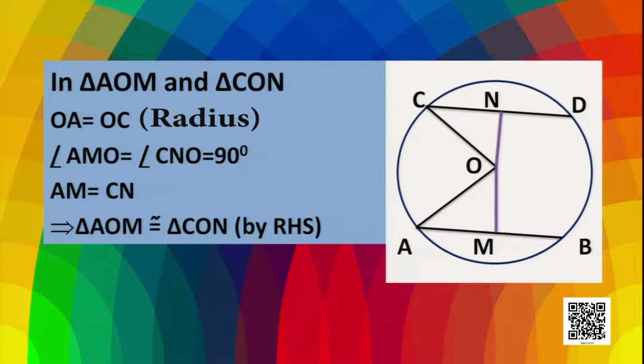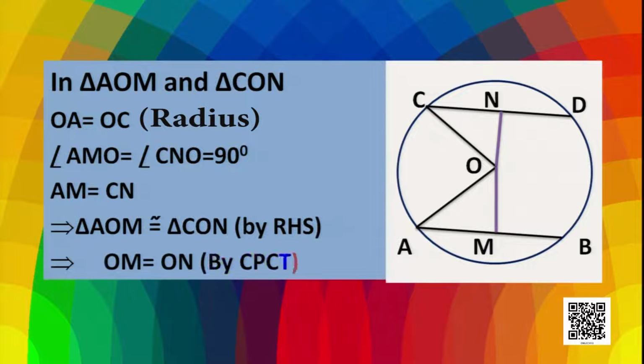If the two triangles are congruent, their corresponding parts are also equal. So from that we can get OM is equal to ON. This was our to-prove part. So here we proved that equal chords are equidistant from the center.